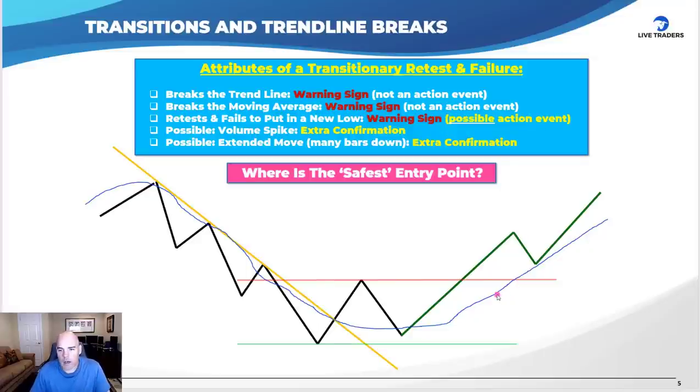So I try not to pick the double bottom. I try to pick the first pullback after a new high. But if you want to nibble some, nothing wrong with this. Okay, so let's take a look.